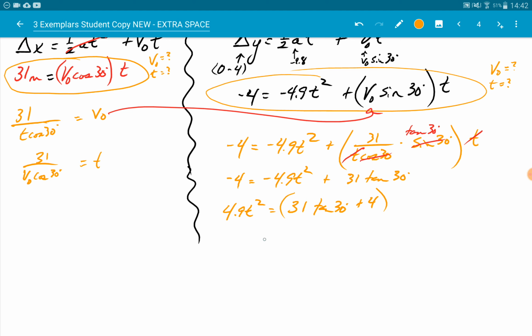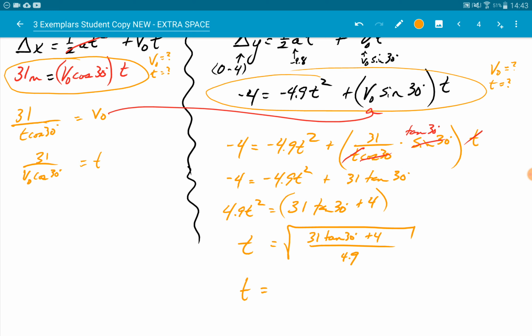So I'm going to divide both sides by 4.9 and square root it at the same time. I think you can handle that. So now I'm going to have t is equal to this whole stuff that's right there times the tangent of 30 plus 4, and then I just divide that by 4.9. And so then that's just a number under there. And I grab my calculator and I go and do that. Look, I didn't need the equation solver. I didn't need quadratic formula, nothing like that.